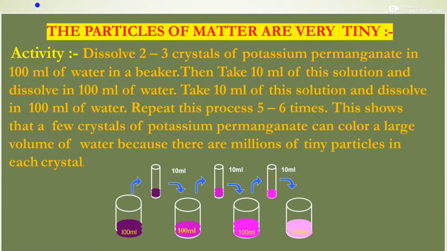Dissolve 2 or 3 crystals of potassium permanganate in 100 ml of water in a beaker. Then take 10 ml of this solution and dissolve it in 100 ml of water. Take 10 ml of this solution and dissolve it in 100 ml of water. Repeat this process 5 to 6 times. This shows that a few crystals of potassium permanganate can color a large volume of water because there are millions of tiny particles in each crystal. So you can do this experiment to prove that the particles of matter are very tiny.